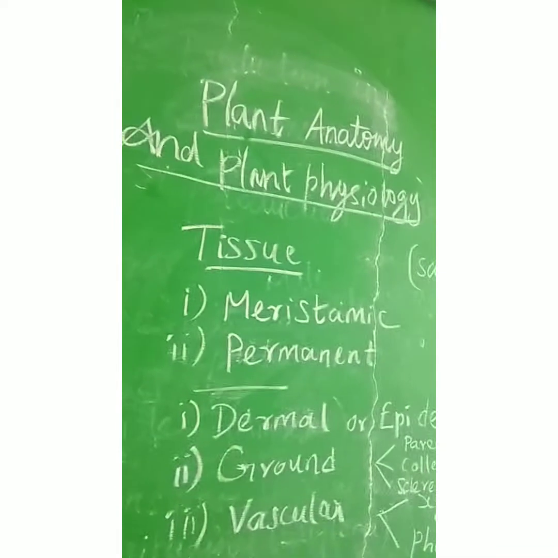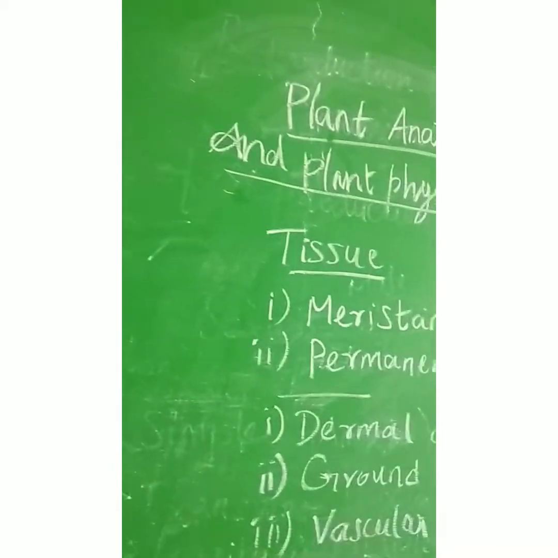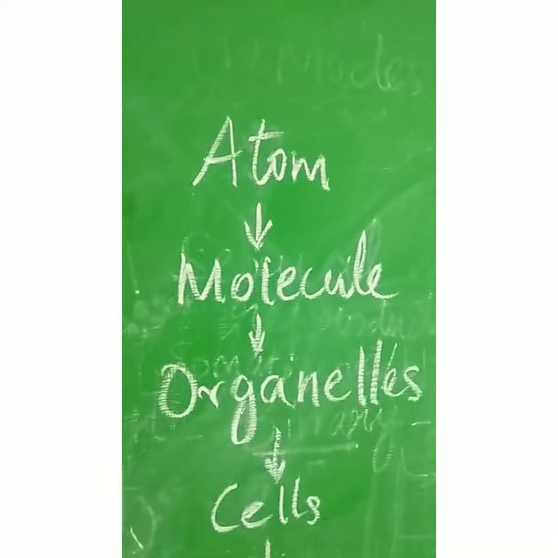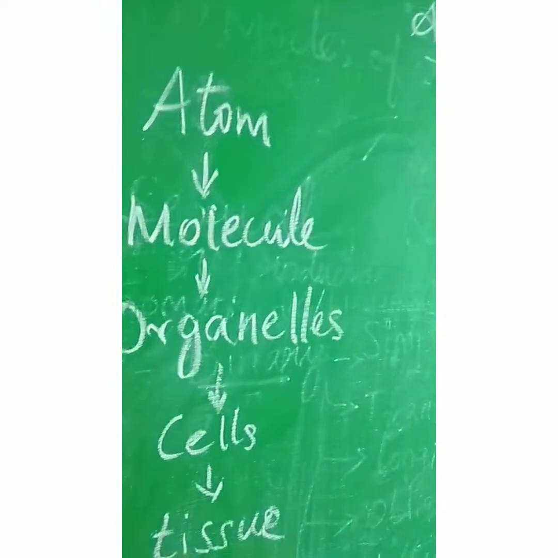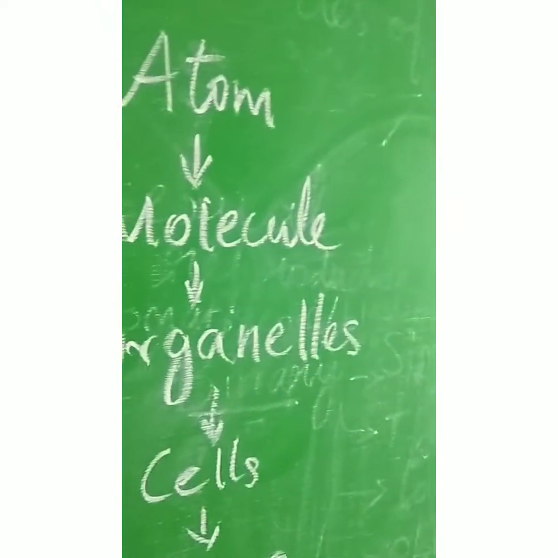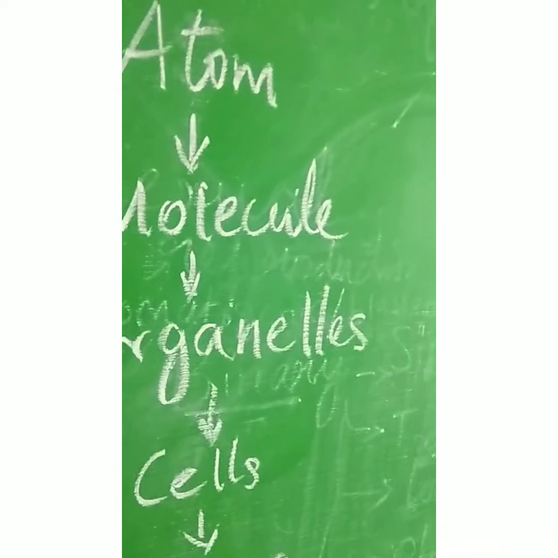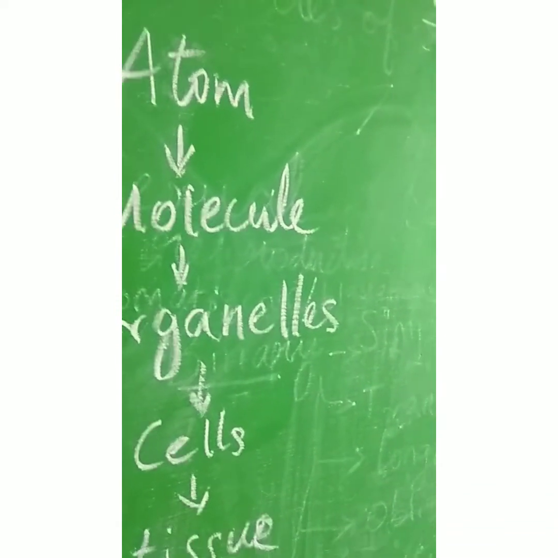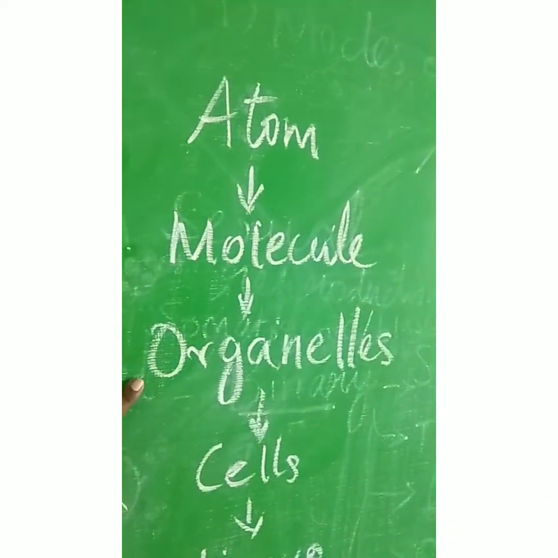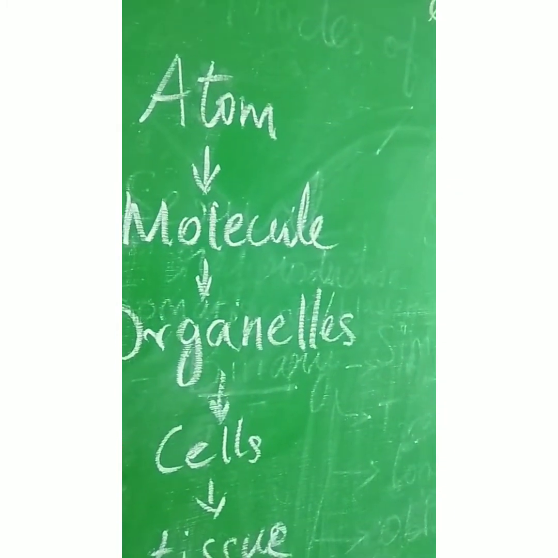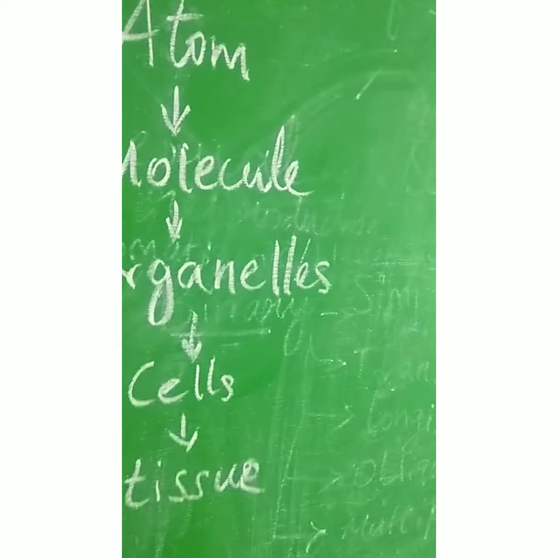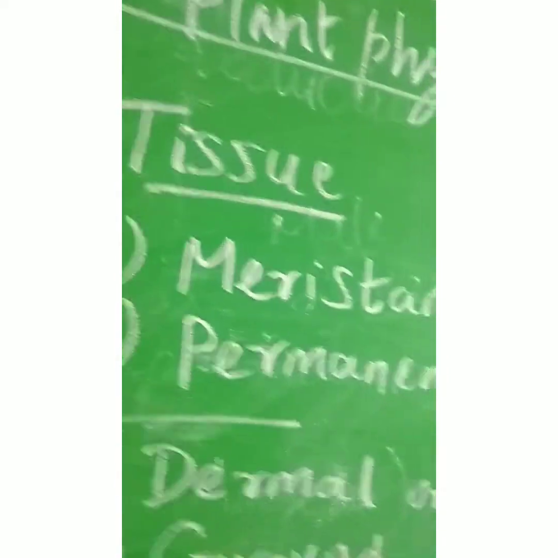First we need to know what is an atom, what is a molecule, what are organelles, cells and tissues. So small atoms are combined to form molecules, and these molecules form organelles. These organelles form a cell, then cells combine to form a tissue. In this chapter, first we will learn about tissues.